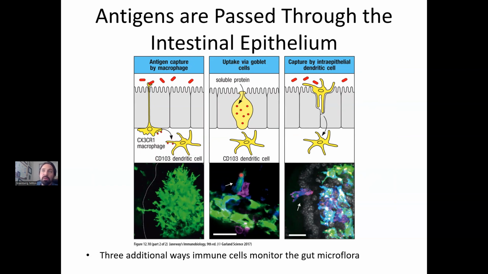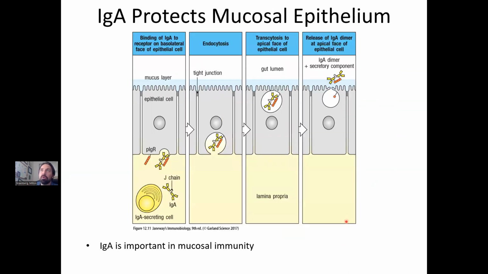Here we also have our goblet cells. Goblet cells secrete mucus, but they can also help with antigen uptake. And then we also have capture by these intraepithelial dendritic cells. Some dendritic cells can reside in the tissue and capture things inside the lumen and then bring them back into the lamina propria. So these are just different ways in which the immune cells monitor the gut microflora.